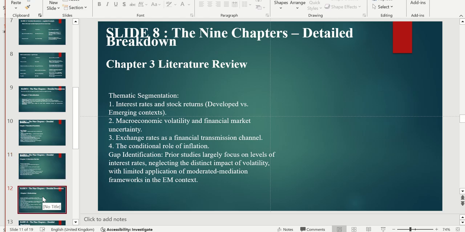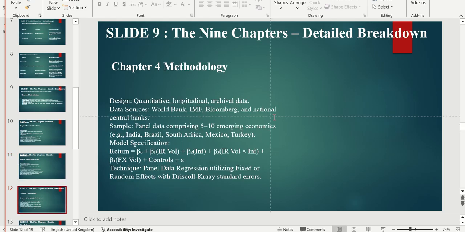And then the methodology explains how data will be collected and analyzed. For example, data sources are the World Bank, IMF, and national central banks. The data is a quantitative design, and the sample is a panel of 5 to 10 emerging economies like India, Brazil, South Africa, Mexico, and Turkey.